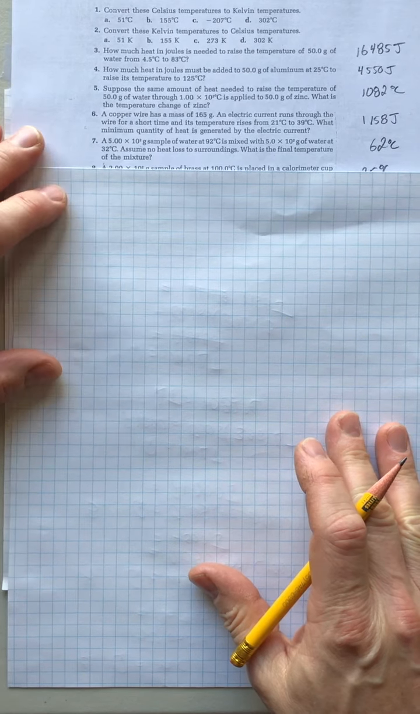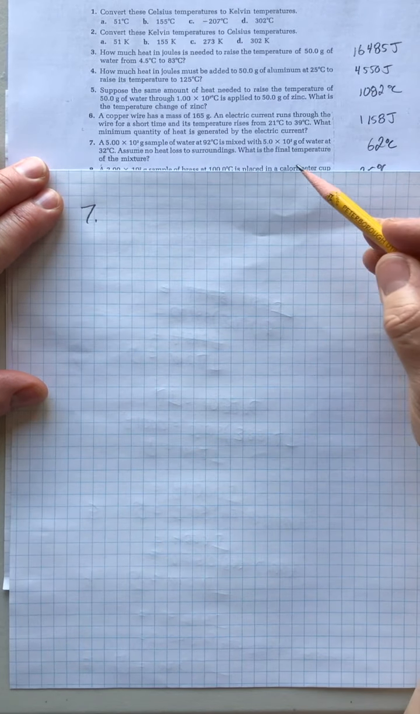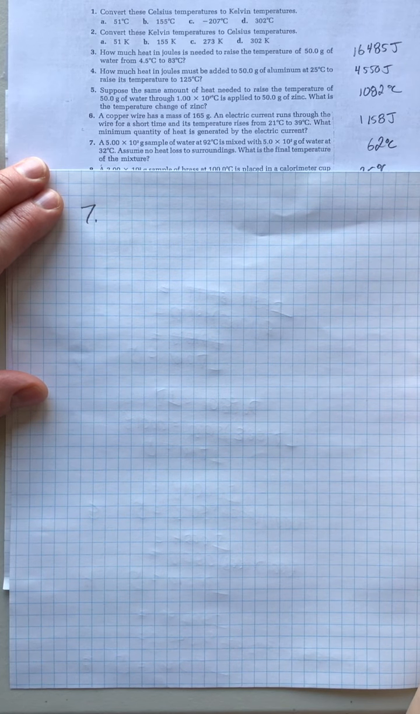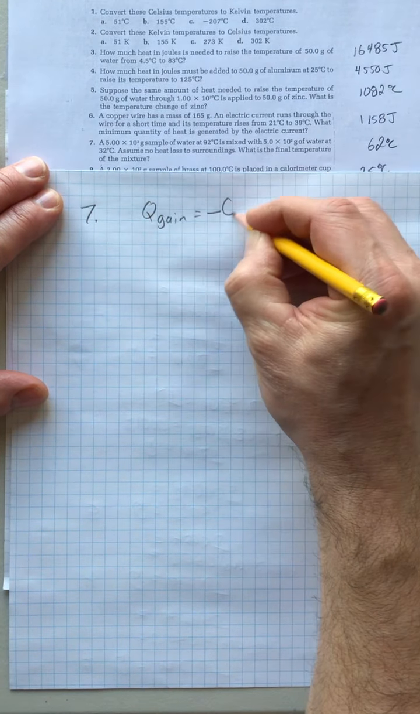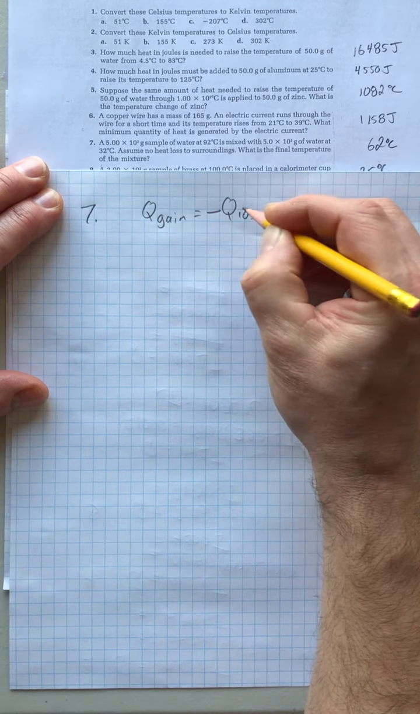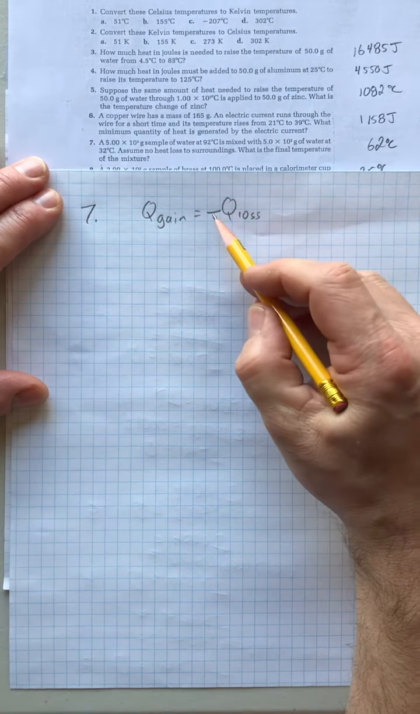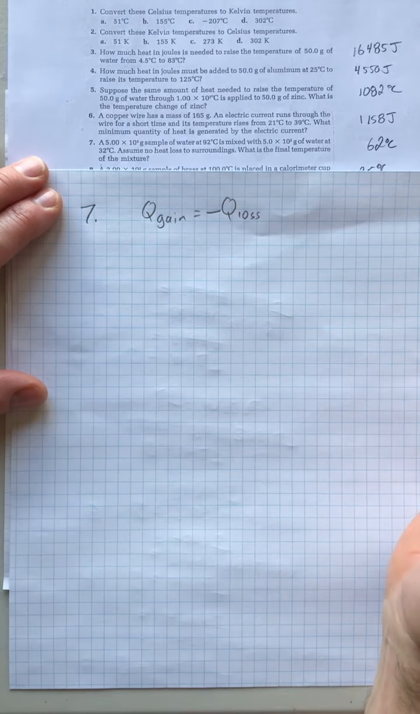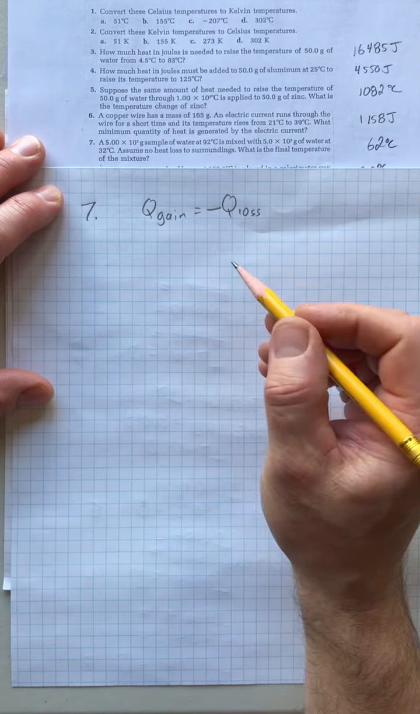Number 7 says 500 gram sample of water at 92 is mixed with 500 gram sample of water at 32 degrees Celsius. Find the final temperature. So that means that Q of something that's gaining the heat equals a negative Q of the one that's losing the heat. Q loss will be a negative number, but negative times negative makes it positive, so everything works out. Mathematically, we know the numbers are the same, but humans sometimes forget the negative sign when we're doing a math formula.